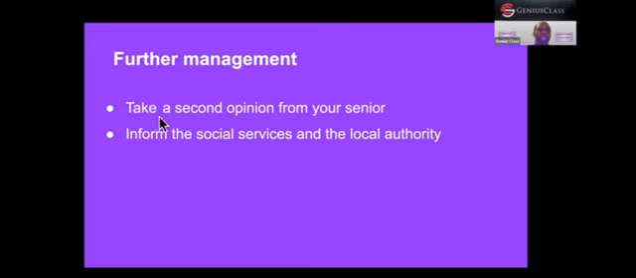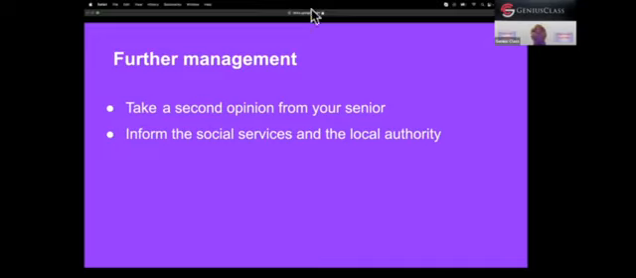You're going to explain that you're going to take a second opinion from your seniors about the situation, and your senior may want to speak to her as well. But as medical professionals, you are required to report these things to the social services or child protection services, and to the police. And the partner may get into trouble.